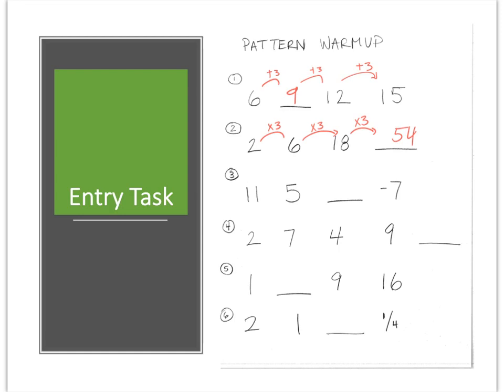All right, 11, 5, blank, negative 7. It looks like I'm subtracting 6 maybe. Minus 6. 11 minus 6 is 5. 5 minus 6 is negative 1. Negative 1. Oh, yep, that seems to work. And the next one, 2, 7, 4, 9.